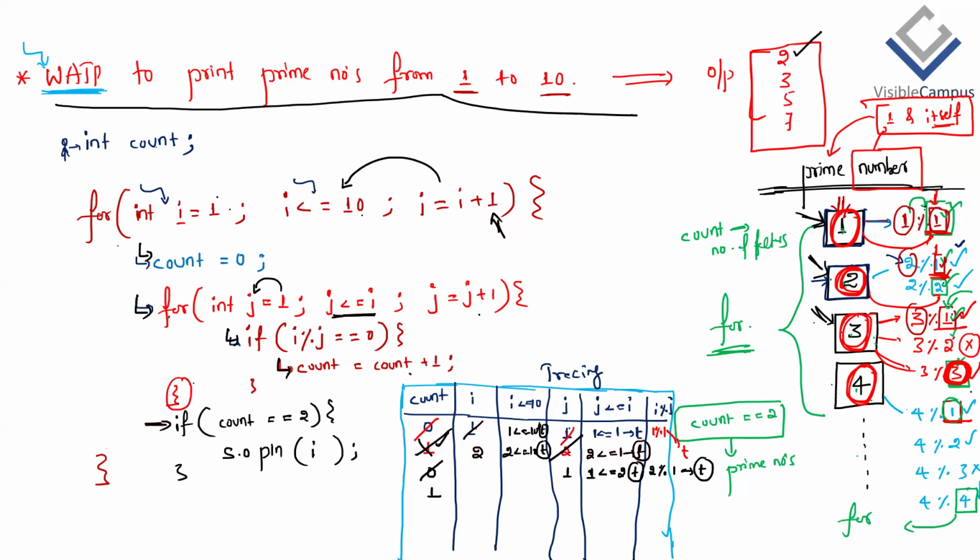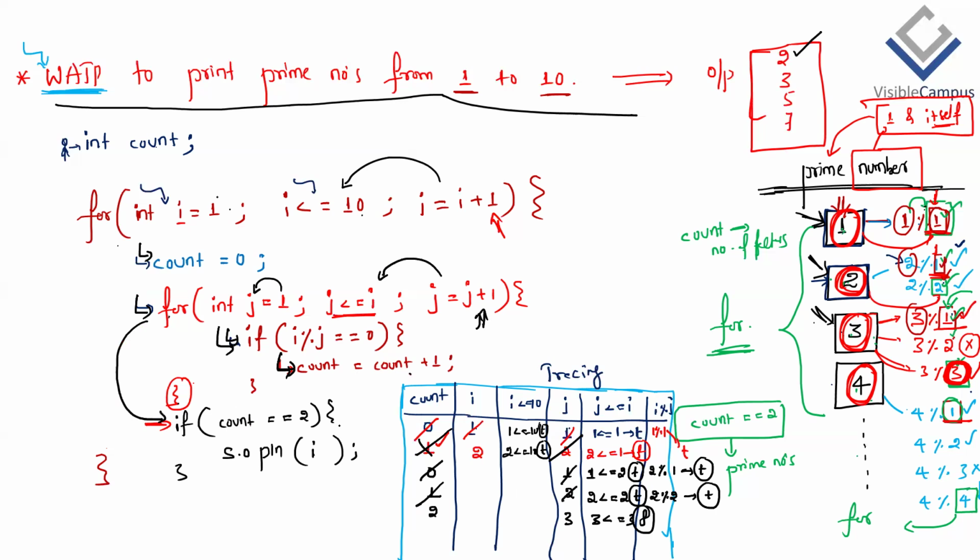Then next, j will be incremented. j becomes 2. What's the condition? j less than or equal to i. 2 less than or equal to 2. True or false? True. Then enters into the body once again. What is the condition? 2 modulo 2 equals 0 or not? True. Then enters into the if condition body. Then count is incremented by 1 more. That's why it becomes 2. The next j will be incremented once again. j becomes 3. 3 less than or equal to 2, true or false? False. Therefore, JVM comes out of the inner loop.